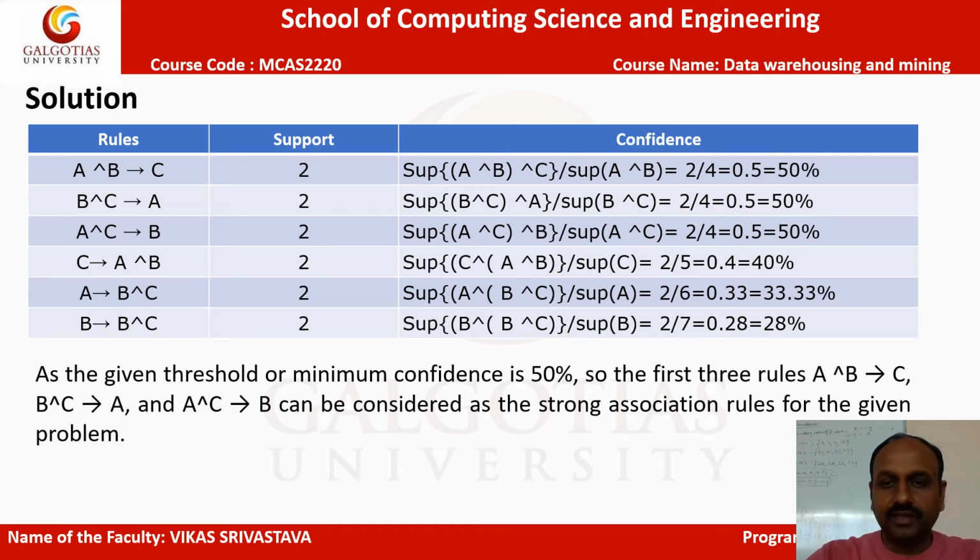Then we can find the rules which meet 50%, that is AB to C, BC to A and AC to B. And the rest of the 3 rules are lying below 50%. They are 40%, 33.33%, and 28%. So these cannot be considered strong association rules. The strong association rules are only these three, because they are lying at 50% of the minimum threshold. So this is the way the Apriori algorithm works.